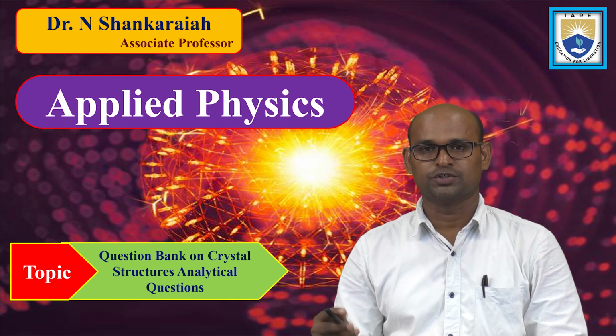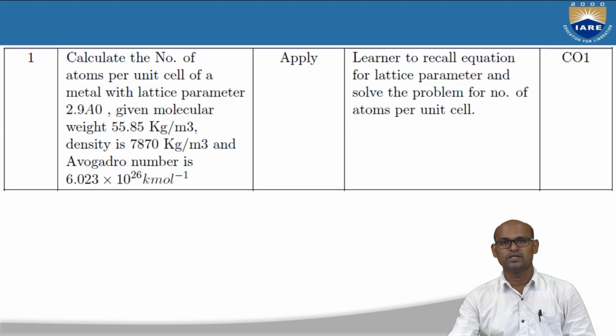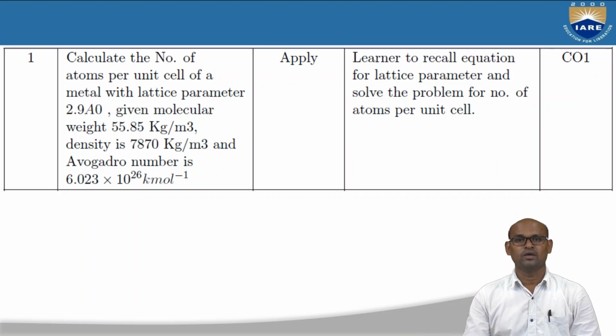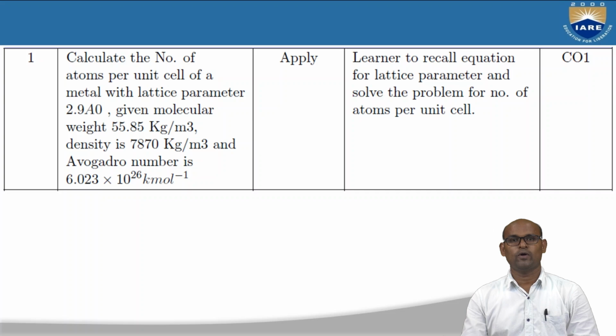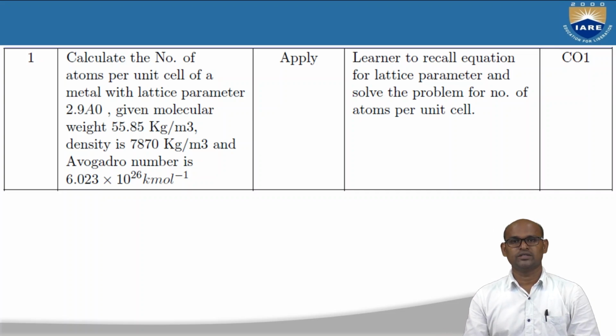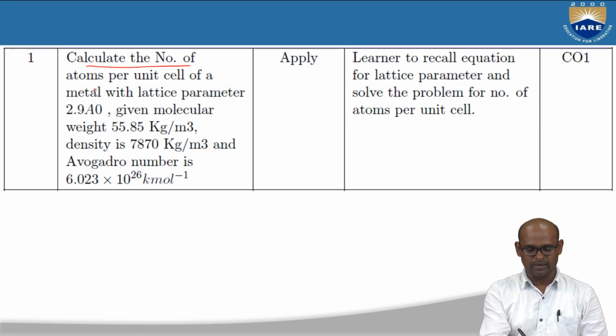So, analytical questions. The first analytical question in module 1 is: calculate the number of atoms per unit cell of a metal wire with lattice parameter 2.9 angstroms, given molecular weight 55.85 kg per meter cube, density 7870 kg per meter cube, and Avogadro number 6.023 into 10 power 26 per kilomole. This is a numerical problem, and we have to calculate the number of atoms per unit cell of this lattice.